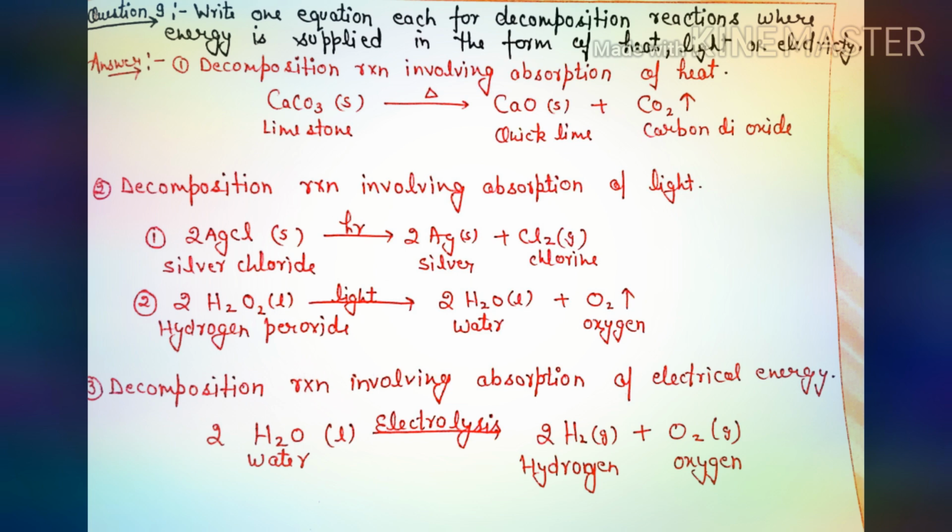When calcium carbonate is heated, it is decomposed into quicklime and carbon dioxide. Decomposition reaction involving absorption of light: when silver chloride is exposed to light, it decomposes into silver and chlorine gas. Similarly, hydrogen peroxide on exposure to light decomposes into water and oxygen. And decomposition reactions involving absorption of electrical energy: when water is electrolyzed, it decomposes into hydrogen and oxygen gas in the proportion of 2:1.